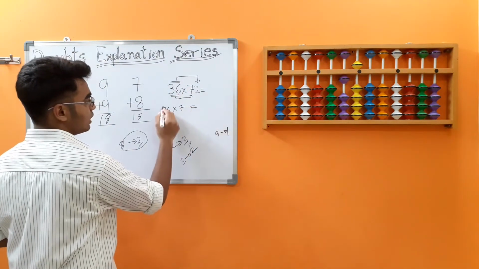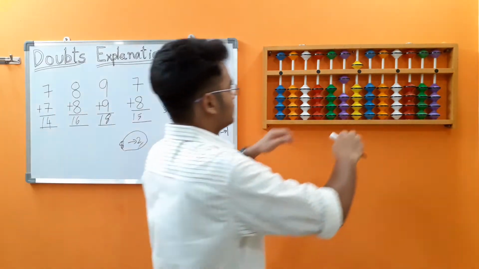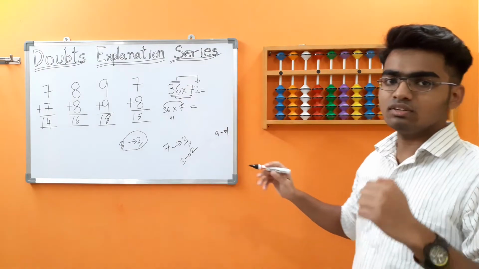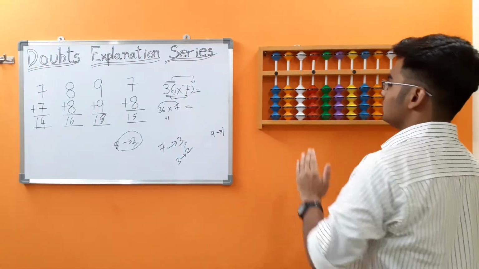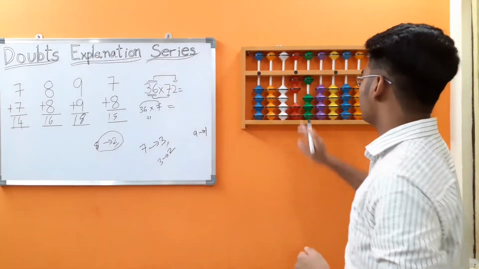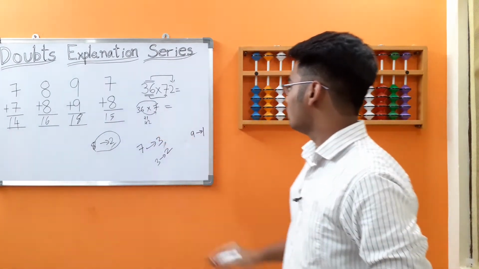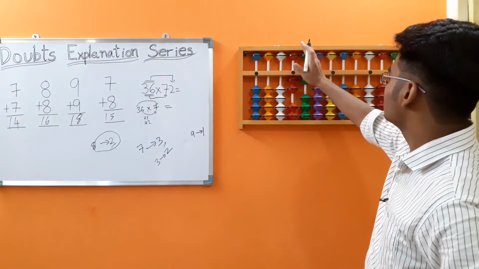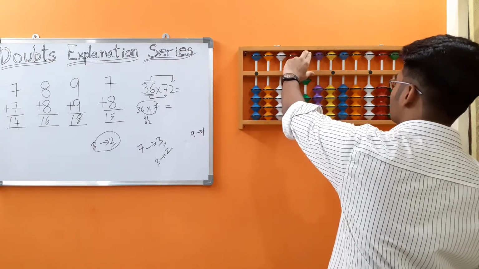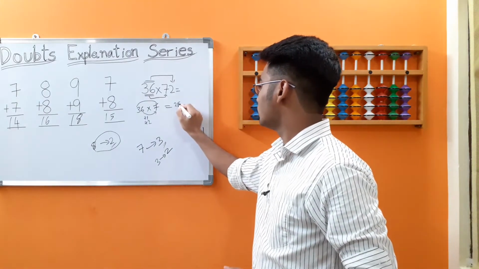36 into 7. 3 into 7 is 21. Let's place 21. Since 2-digit into 2-digit yields a 4-digit number, we have to start placing numbers from the 4th rod, that is thousandths rod. I've placed 21 from the thousandths rod. Next up, 6 into 7 is 42. We have to place 42 from the 3rd rod, that is hundredths rod, right? We cannot add 4 directly here, so make use of small friends concept. 42. This part is done. We got the answer as 252.